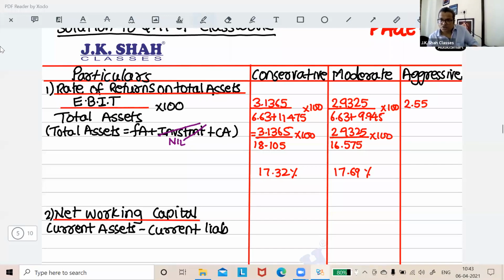EBIT is 2.55 upon fixed assets will be same, 6.63, plus current assets, same 6.63. So 6.63 plus 6.63 is 13.26. 2.55 upon 13.26.